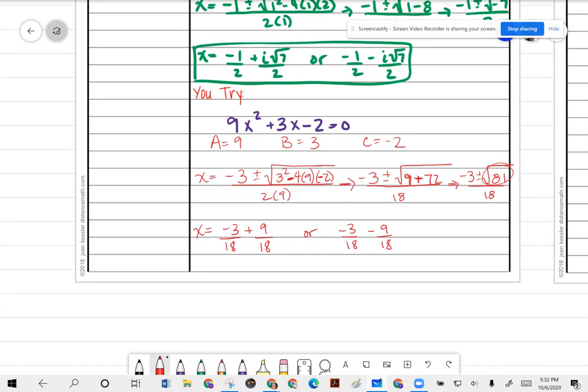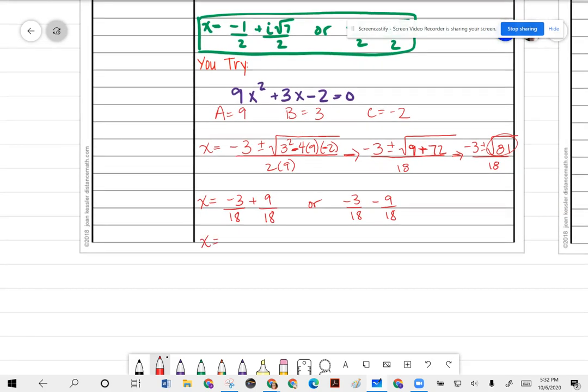Well, we can't just leave our answers like that. We actually need to simplify them even further. So what you have here is you could add them. They've already got common denominators, so you're good. So negative 3 plus 9 is going to be 6 over 18, which is the same thing as 1/3. So 1/3 is one of my answers. And then over here, if I were to simplify that, I'm going to have negative 12 over 18. And if I were to simplify that by dividing each of those terms by 6, I am going to get negative 2/3. So in that case, I have both of these as my answers.